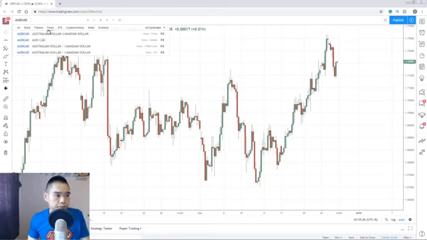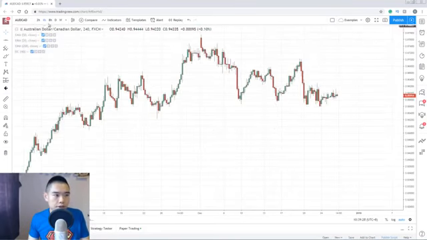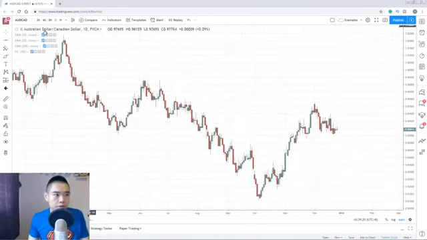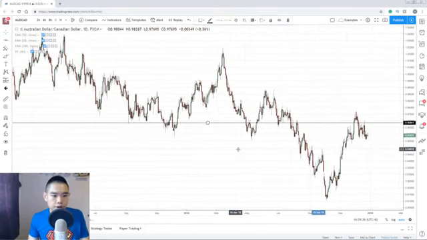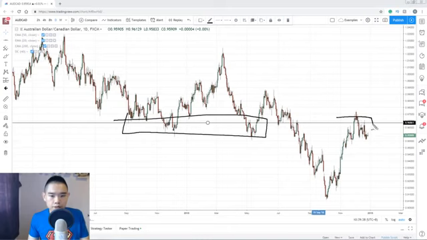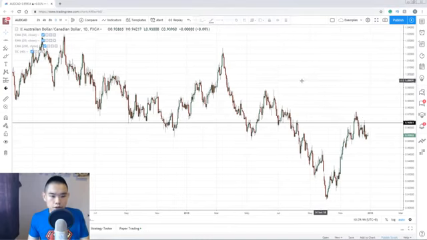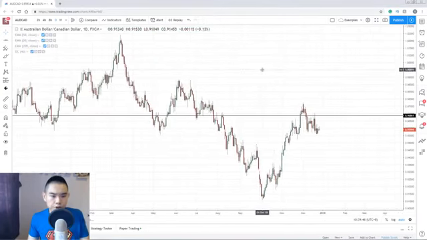Aussie Canadian. Okay, so you look at Aussie Canadian. Notice that on the daily time frame, let me just draw the level. You see over here, the price is at this previous support that now could act as resistance. So it's at this area of value over here.